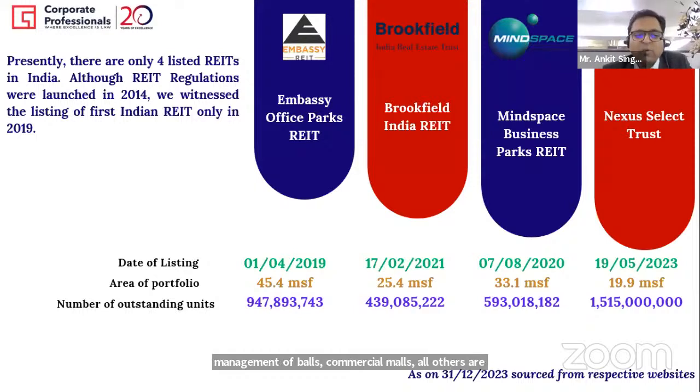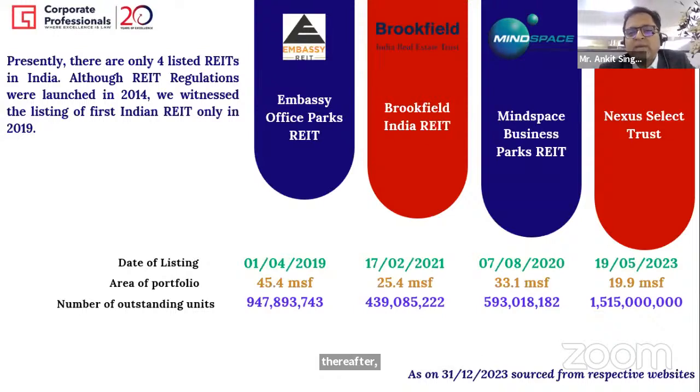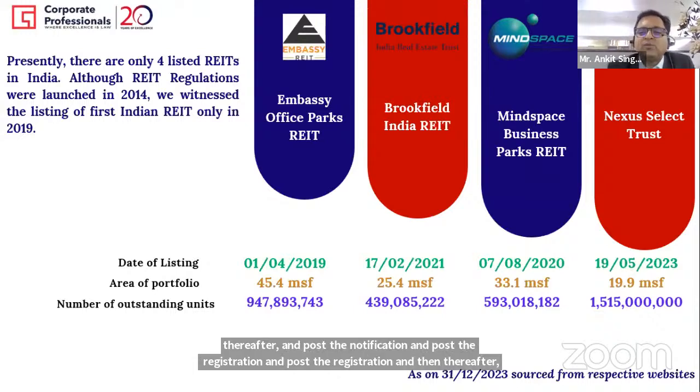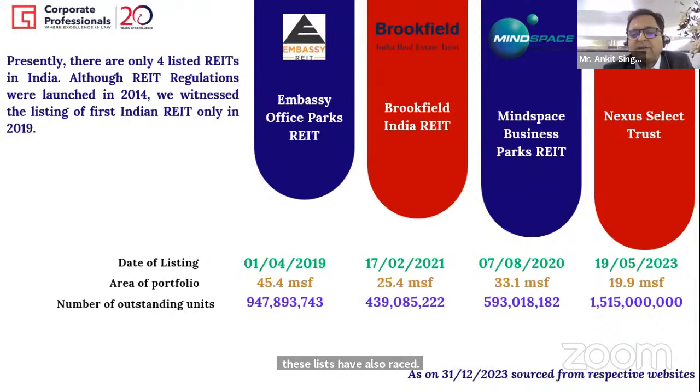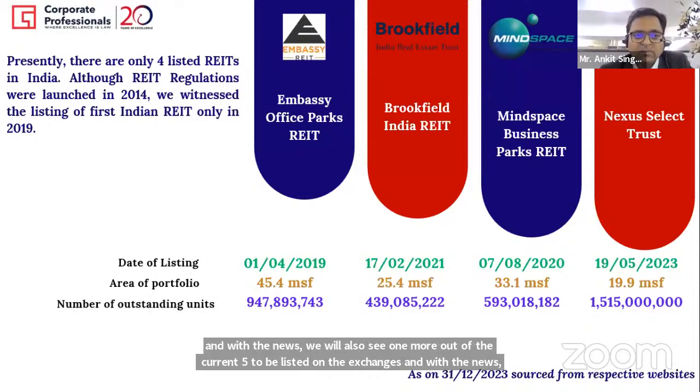The area of portfolio and number of outstanding units are there, and I think Embassy REIT was the first one to list post the notification and registration. And then thereafter, the others have also registered. One REIT, which was registered in 2022, has a period of 3 years. So in times to come, we'll also see one more out of the current five being listed on the exchanges. And with the new framework in place, we see a lot of new entrants in this field of SM REITs.